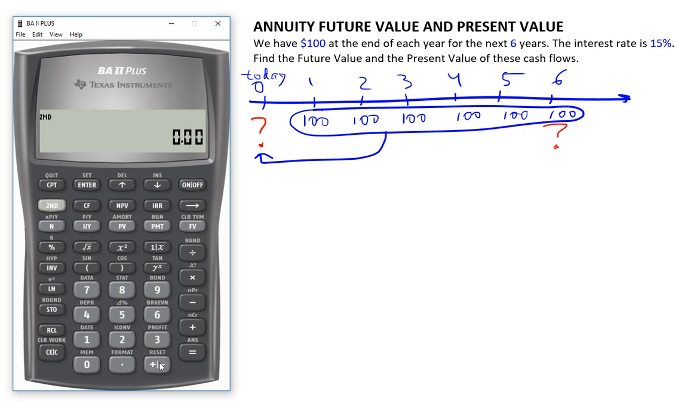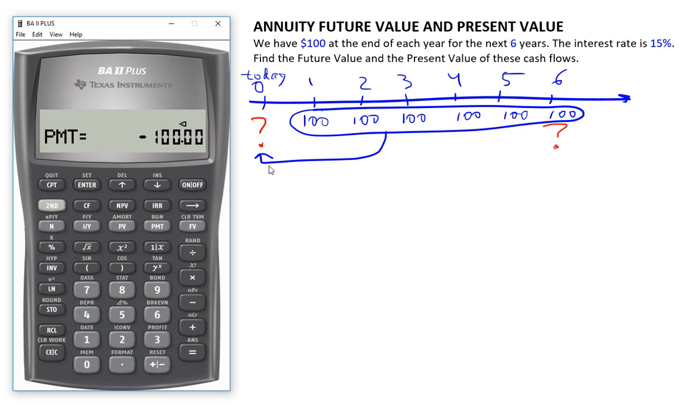Let's make sure everything is clear. I press second, plus minus, enter. Let's start. What is $100? This is our repeating dollar amount, repeating payment. We press the PMT button. Before that, we set it to a negative value. So I pressed 100, plus minus, and then PMT. Now it's saved as payment.